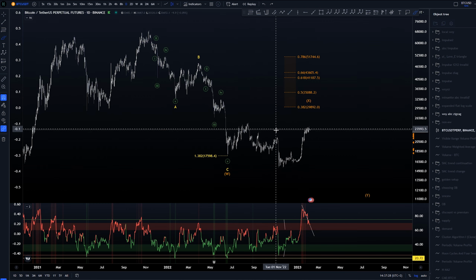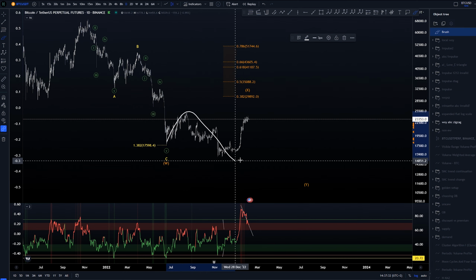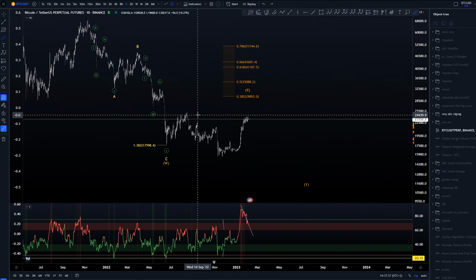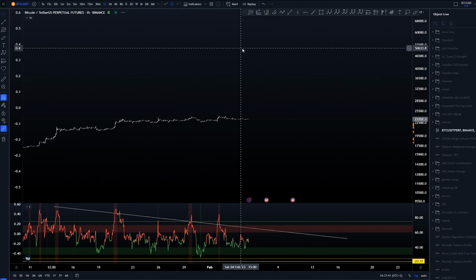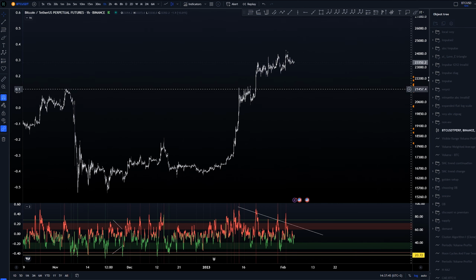But yeah, that is the idea here, and we would be looking for this to be completed soon, and then another leg downwards for that wave Y. But again, that is the higher time frame expectations. Let's take a look at the more local structures where we would be actually trading these.